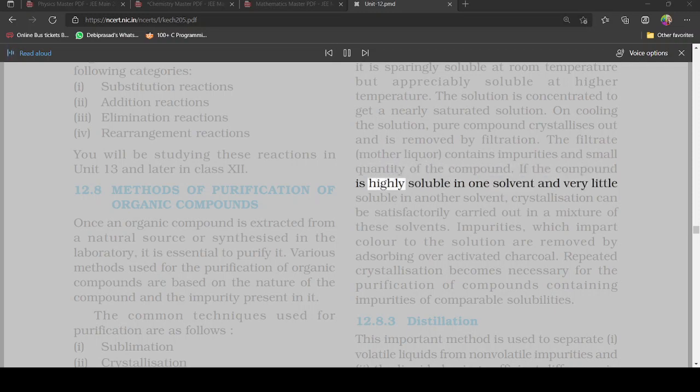If the compound is highly soluble in one solvent and very little soluble in another solvent, crystallization can be satisfactorily carried out in a mixture of these solvents. Impurities which impart color to the solution are removed by adsorbing over activated charcoal. Repeated crystallization becomes necessary for the purification of compounds containing impurities of comparable solubilities. 12.8.3 Distillation.